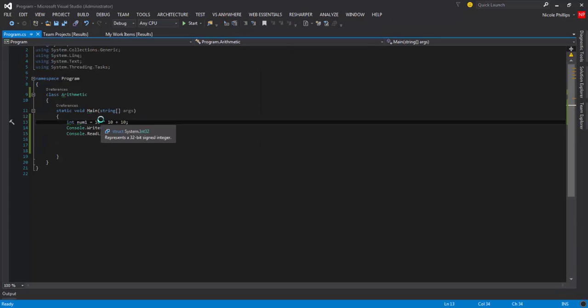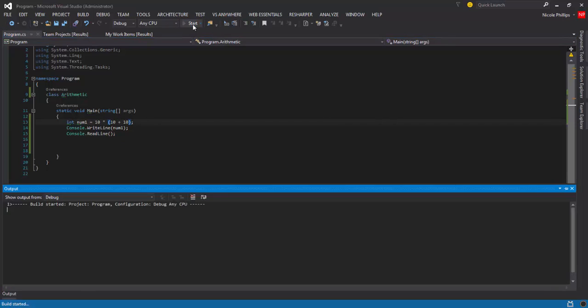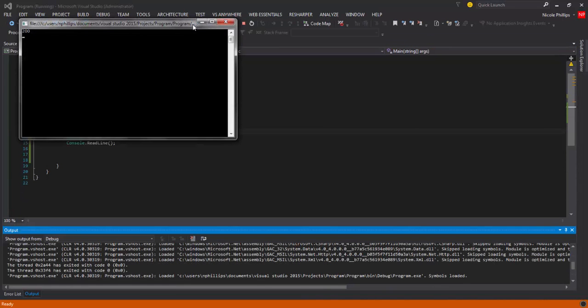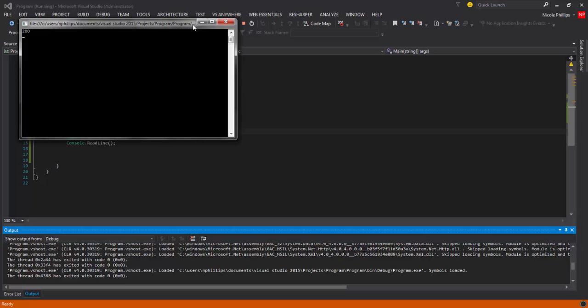But what if we do parentheses around the 10 plus 10? Then the compiler is going to know to add these two numbers to equal 20 and then multiply that by 10 to equal 200. As you can see, inside the console screen is 200, so that's how the operator precedence works. And that's how you use parentheses in certain situations to force the computer to do certain steps ahead of time.